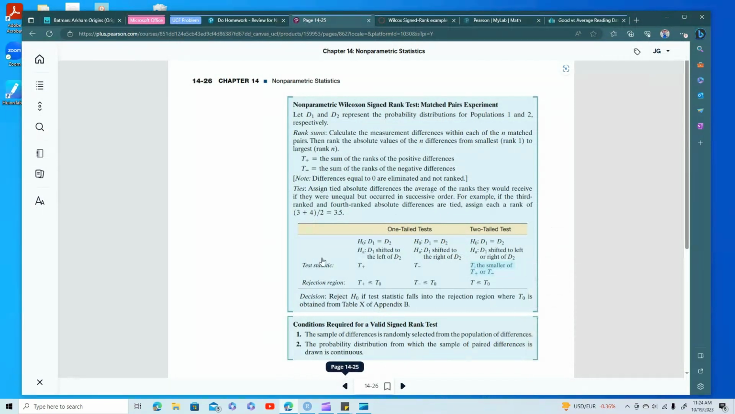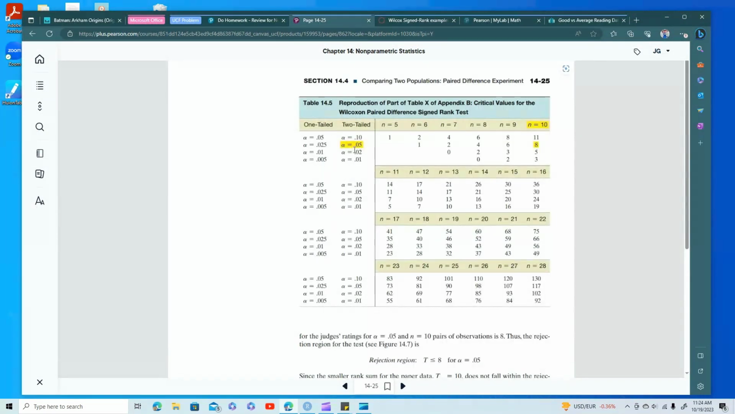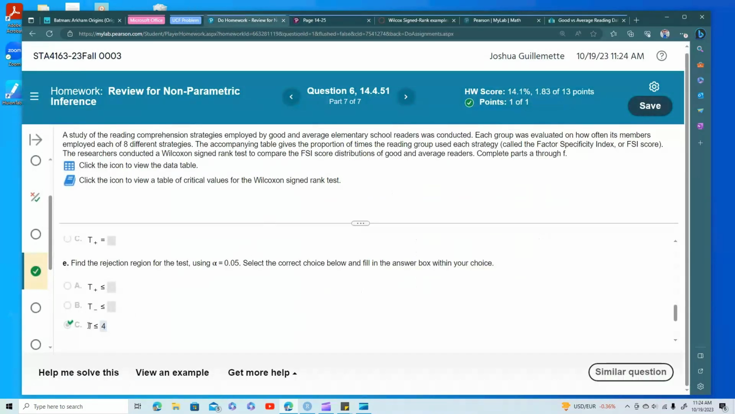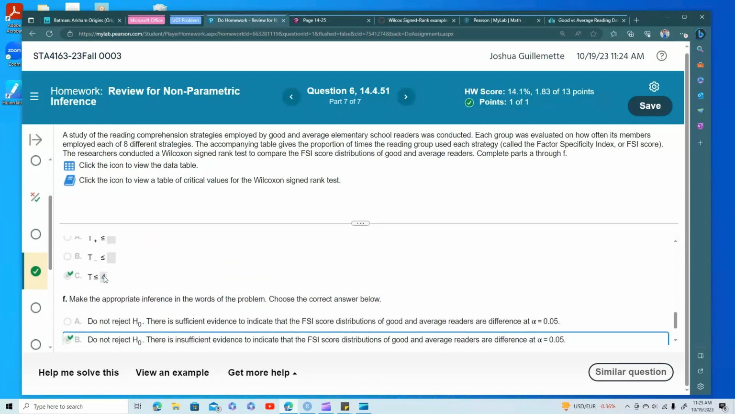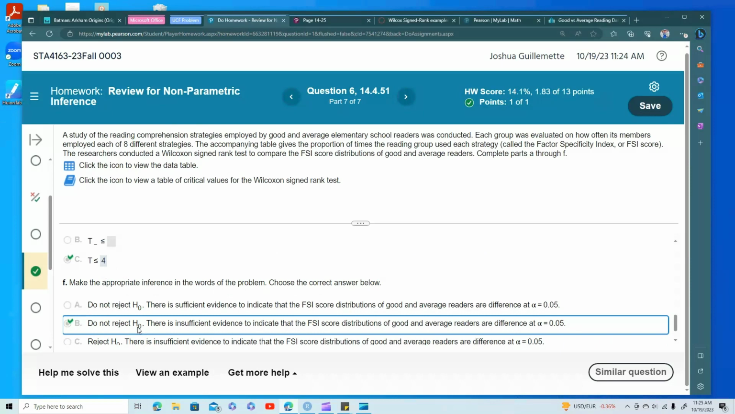And so I'm going to back up. And here, two-tailed test, alpha is 5. I go to 8. I have 4. Okay, is my rejection region, so 4. Now it's like, if T is less than 4, is that the rejection region? Yes, if T is less than 4, that's the rejection region. 10 is not less than 4, so I do not reject. Okay, I do not reject here.